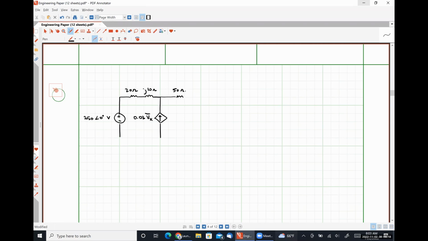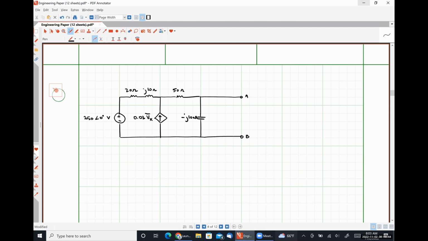Here we have a 50 ohm resistor, a minus j100 ohm capacitor. And then over here on the right hand side are our terminals A and B.